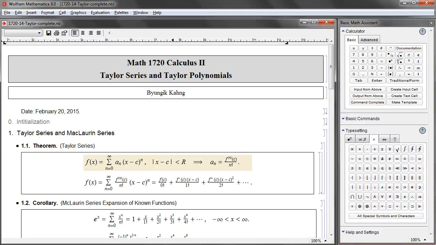It goes like this. If a certain function has a power series expansion, kind of like this, summation n running from 0 to infinity, a_n times (x minus c) to the nth power within a certain radius of convergence, then the coefficient a_n can be calculated by this formula here: the nth derivative evaluated at x equal to c, the center, over n factorial. And this theorem can be applied whenever a certain function has a power series expansion.